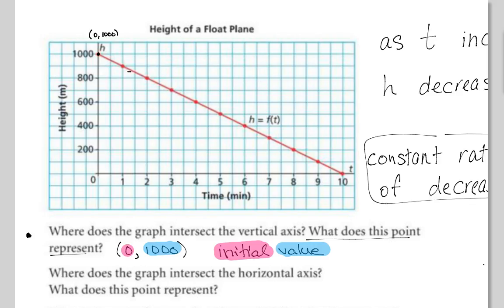We have a special name for that spot. We call this the y-intercept. As the point where the graph intersects the vertical axis, we call it the y-intercept, otherwise known as the initial value.